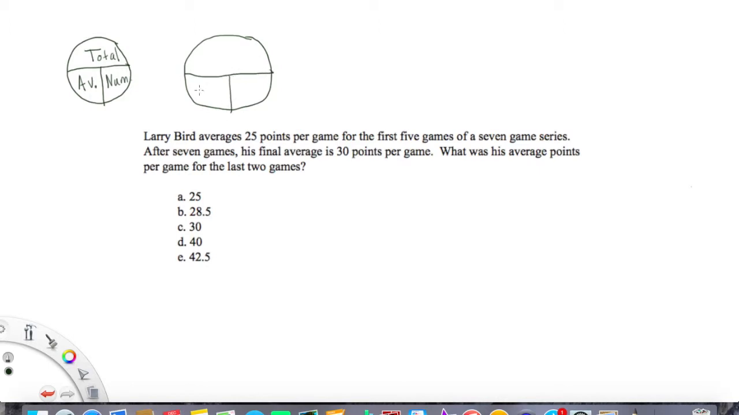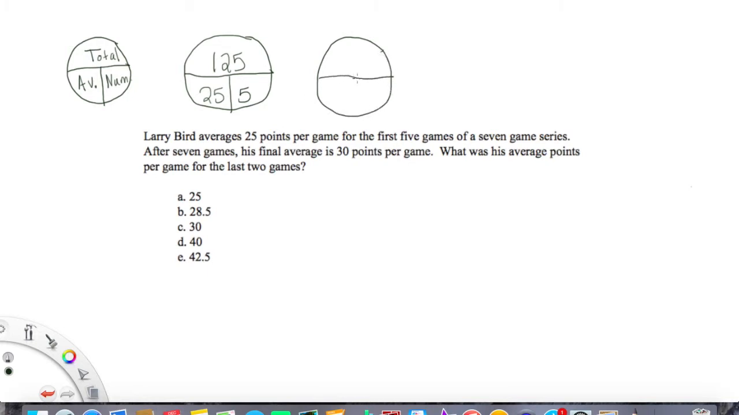So for instance, for the first part of the series, we have Larry Bird scoring 25 points. So let's make this chart here. 25 will go in the average. 5 will go in the number of games. And so if we multiply these two together, we'll get the total number of points he scored in those 5 games, 125. After you see all this, it starts to make sense. 125 divided by 5 would give you your average of 25. 125 total points divided by 5 games. Okay, so now let's see what happens next.